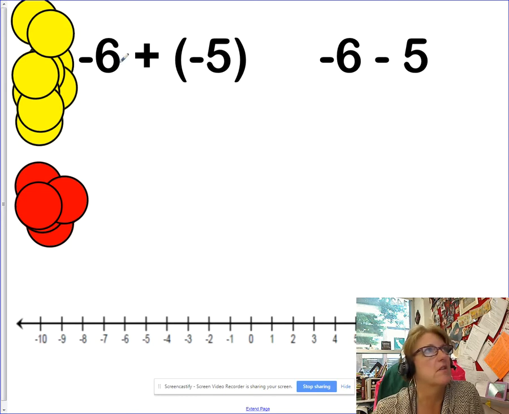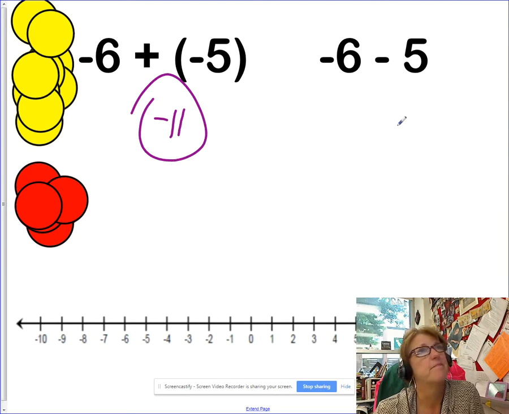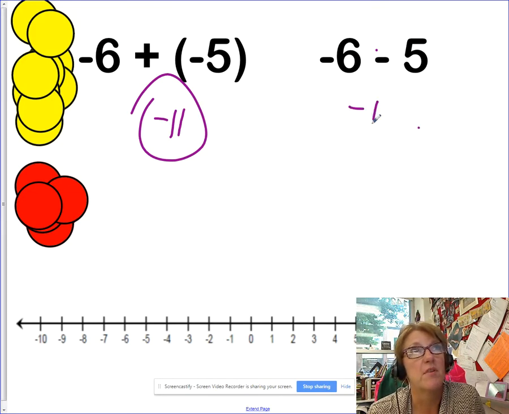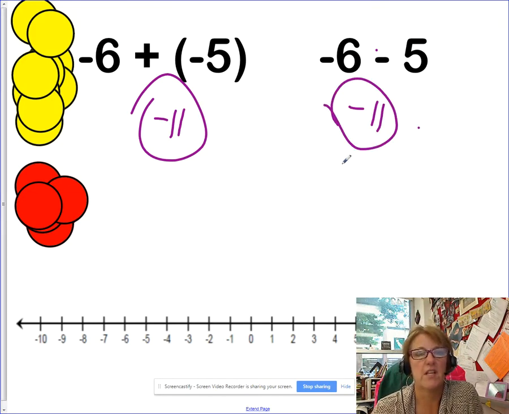Let's take a look at this one. -6 and -5. That's -11. Okay. If you start with -6 and reduce it 5 more, take away 5 more, go in negative land 5 more, you're going to end up here also at -11.